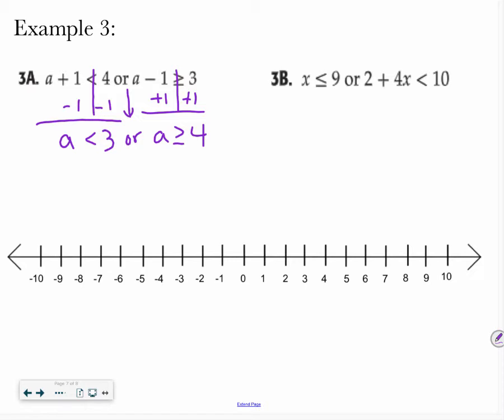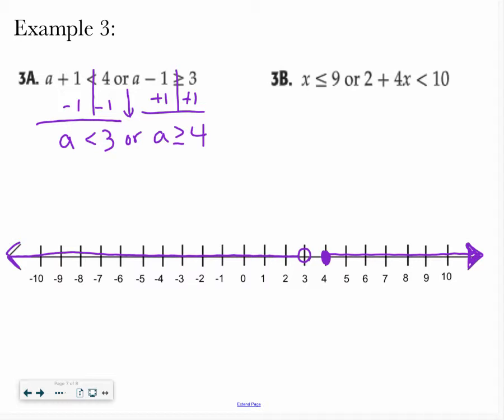So then all I have to do is find where A is less than 3. I would have my arrow pointing this direction. And then if I have A is greater than or equal to 4, and I have a closed circle pointing this direction. And that would be my answer for 1A.